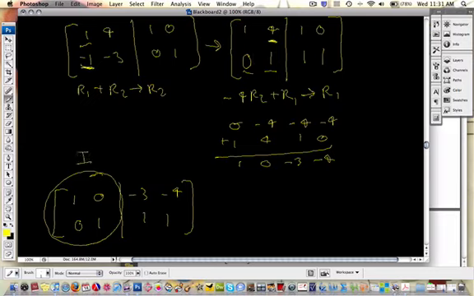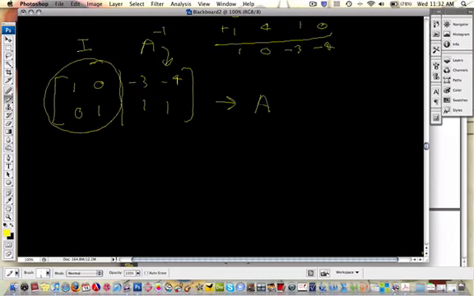Okay, so here I've got the identity matrix on the left. It's in reduced row echelon form, and what that means is I've got my inverse on the right. Our inverse is the matrix negative 3, negative 4, 1, 1.